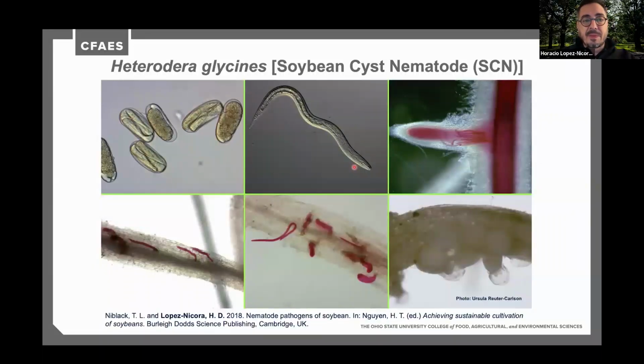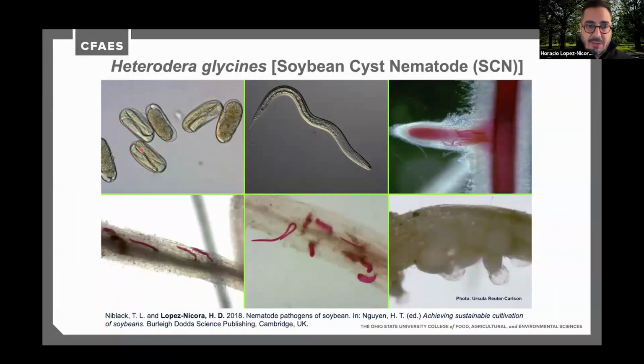For SCN, I'm going to just walk through the life cycle very quickly to understand some important parts of the biology of this animal. It is an animal. It overwinters. It stays alive in the field as eggs, and that's what we want to quantify when we send a soil sample to the lab. Once your field gets infested with SCN, and pretty much with any other soil-borne pathogen, you cannot eradicate them anymore. You cannot get rid of them anymore. You will have to manage them.